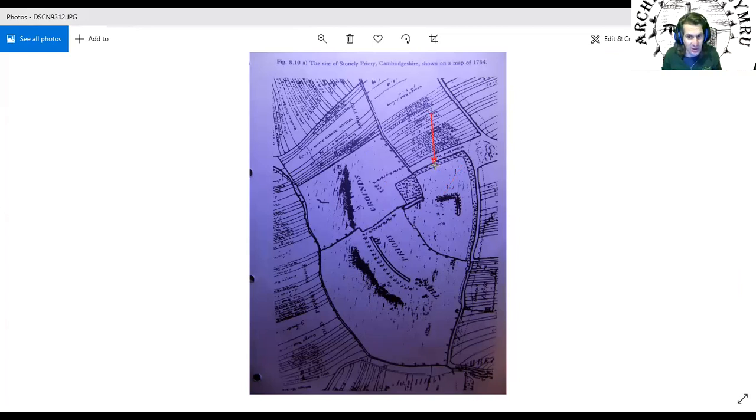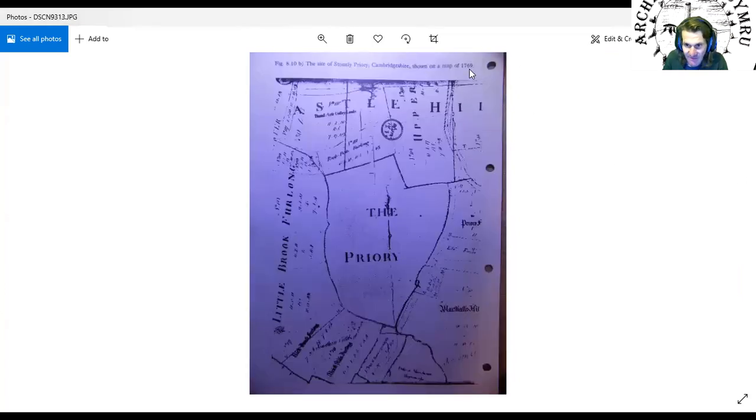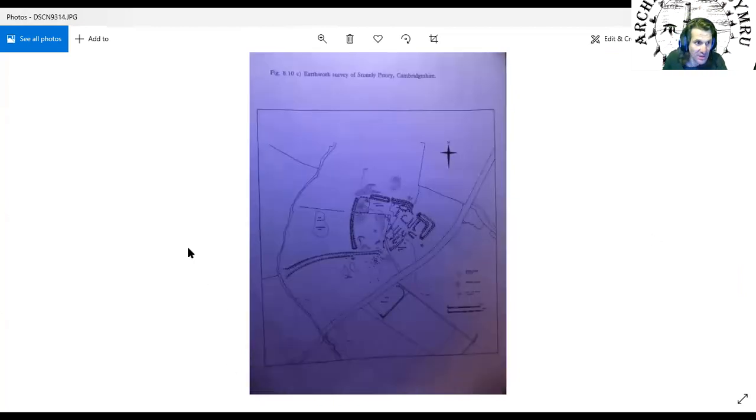But they don't have anything else in common. However, there is one interesting thing that compares the map of 1764 and the modern survey map, and I will show you. The map of 1764 shows this. And then we go, that earthwork is missing on the map of 1769. But we know it's still there, because when this was surveyed a few years ago, there it is again. So are we getting what I'm getting at?